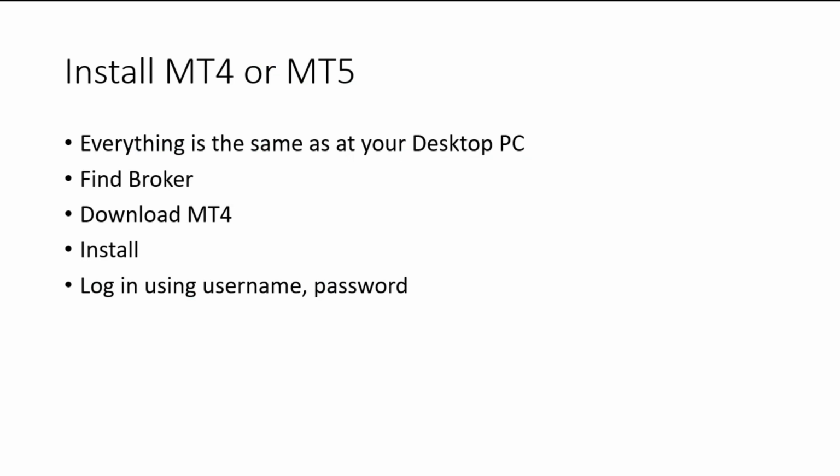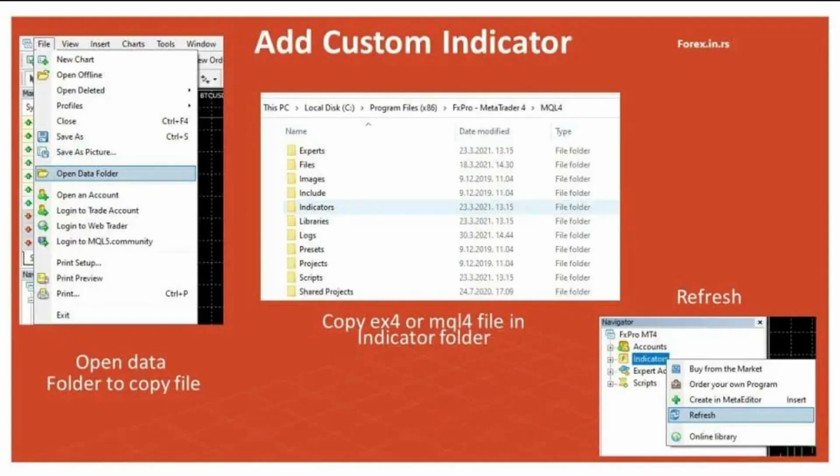Very simple. You go to a brokerage company, everything is the same as on your desktop PC. You find a broker, download MT4, install MT4, log in using username and password, everything the same as on your desktop. When you do that, in the next step you need to add a custom indicator. As you know, you go to the MT4 platform, you click on open data folder. When you do that, you go to the indicators section. In the indicators section, you put your custom indicators, and then you refresh your MetaTrader platform, and this is it.